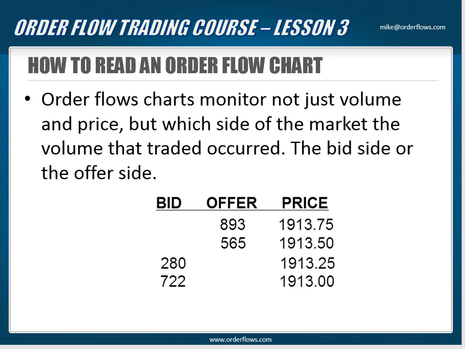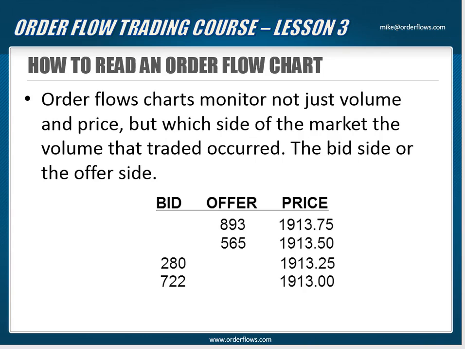If you are working a bid, if say you're trying to buy it at 1913.25, and you're on the bid, you're part of the 280 lots there, you're considered a passive buyer. If you're trying to sell at 1913.50, you are on the offer at 1913.50. You're part of that size of 565 there. You are a passive seller.